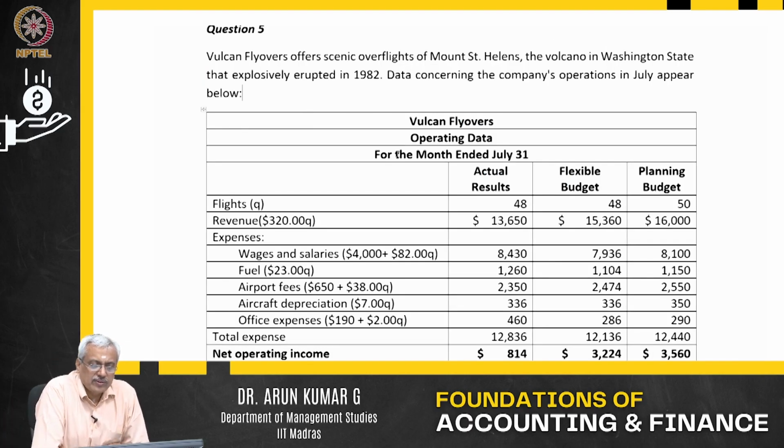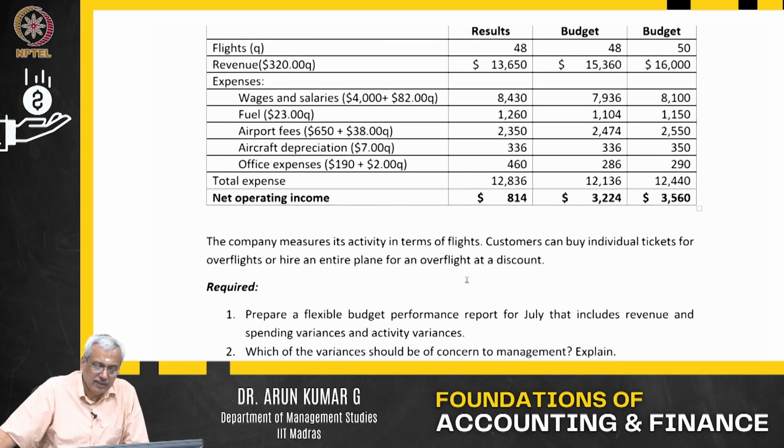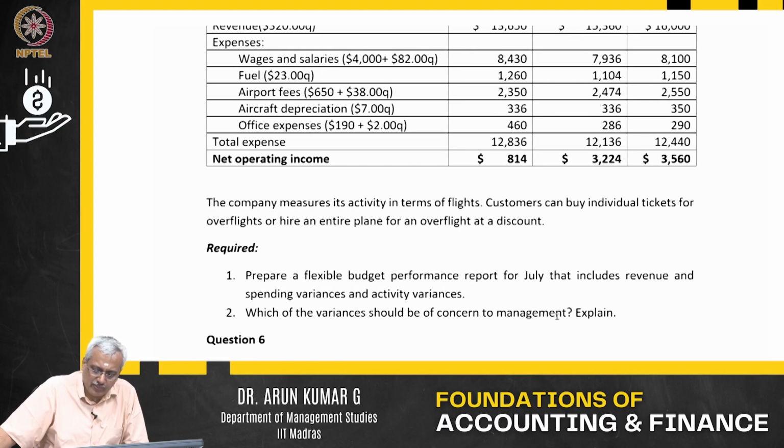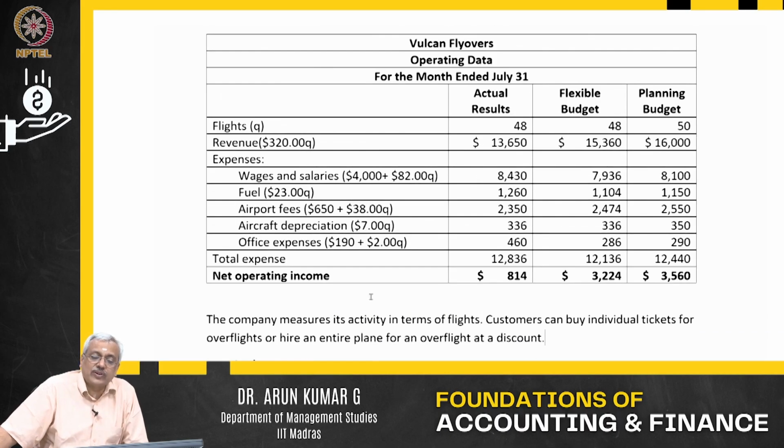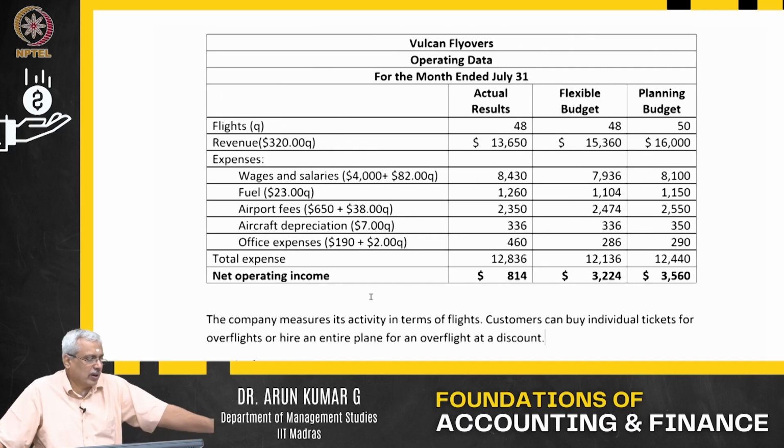Vulcan Flyovers offers scenic overflights on Mount St. Helens, the volcano in Washington state that explosively erupted in 1982. Data concerning the company's operations for the month of July appear as below. They have also given you the best part, the flexible budget, in this case. Now just prepare a flexible budget performance report for July that includes revenue and spending variances and activity variances. That's all they've got. Of course, which variance should be of concern to the management, explain, let's worry about it as we go along. Let us try and see if we can work on these.